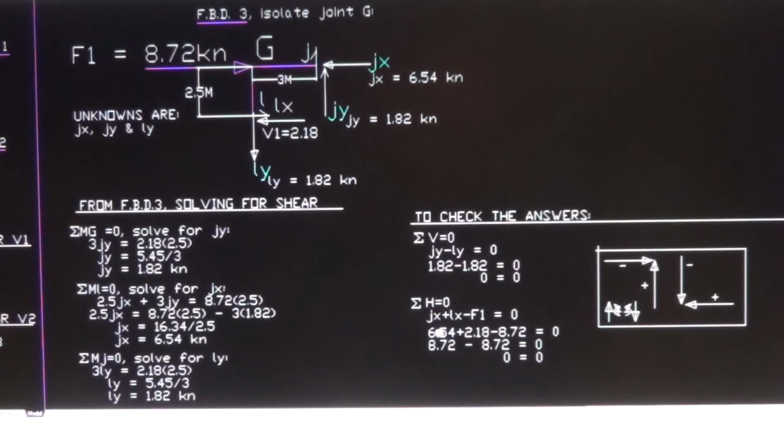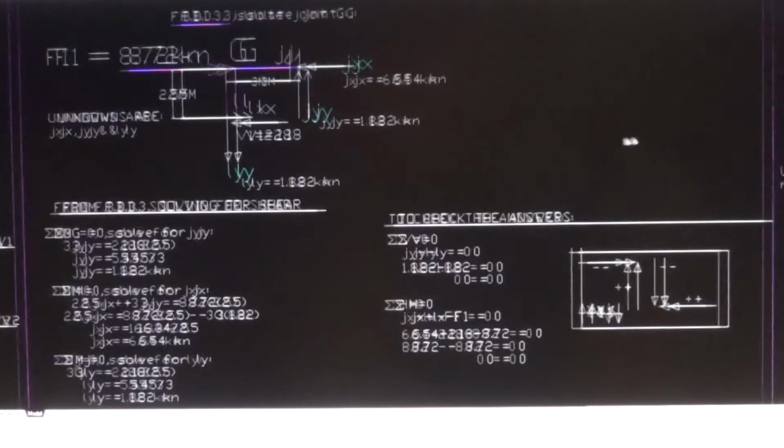Now Gx plus Lx minus the wind load 8.72 is equal to 0. The sum is 8.72 minus 8.72, equal to 0. This is 0, equal to 0. So all the forces and directions of the forces are checked, and they're all correct, since all of this checking ends up at 0. Alright, so we have all that done. Now let's go to the next joint.